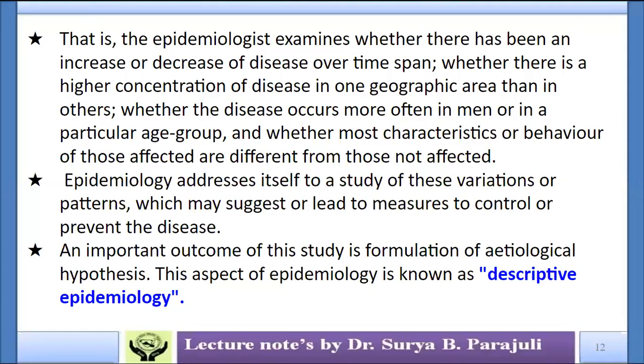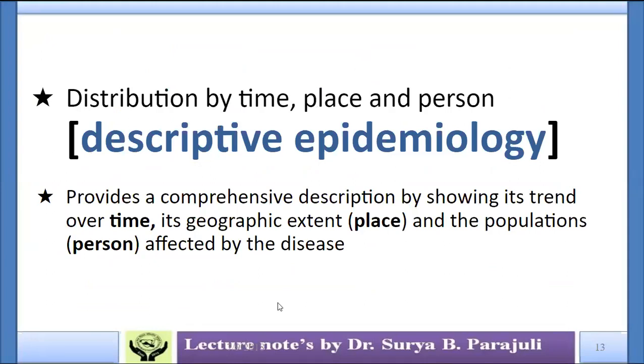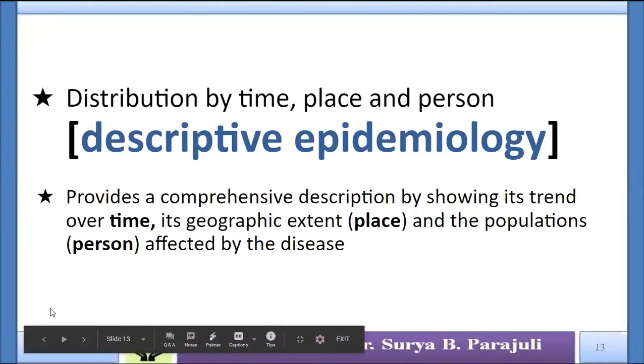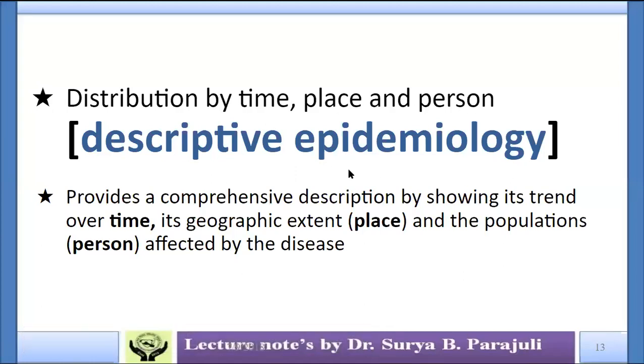So to identify time, place, and person distribution, it's called descriptive epidemiology. Descriptive means time, place, and person distribution with frequency. If you try to find the cause, if you try to find the factors or determinants, then it's analytical epidemiology. Okay. Now distribution by time, place, and person. This is called descriptive epidemiology.